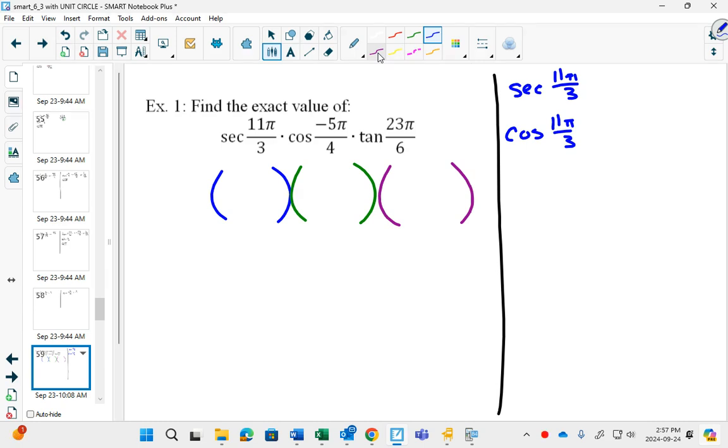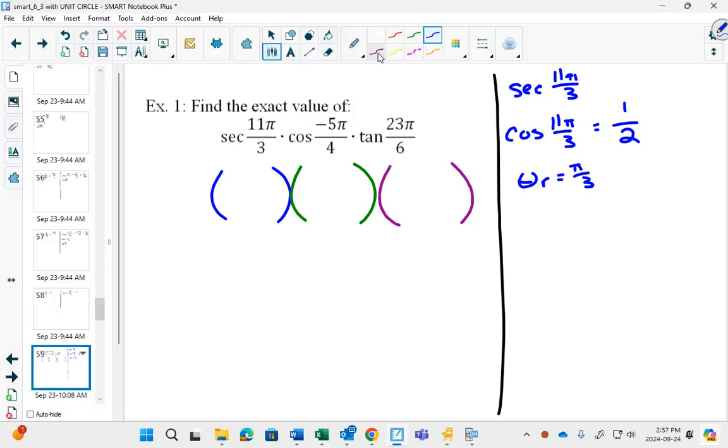I know that my reference angle is pi over 3. And so from my unit circle, I know that cos of pi over 3 is a half. So I know this is a half. I just have to decide if it's positive or if it's negative.